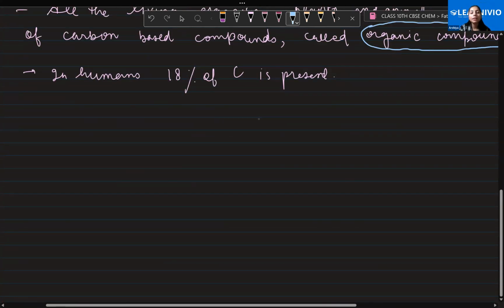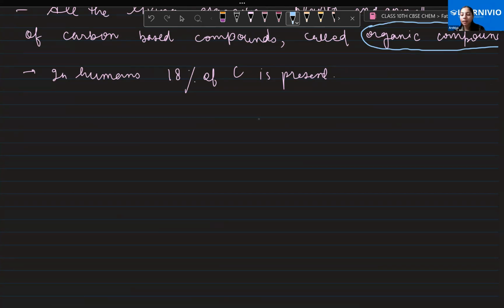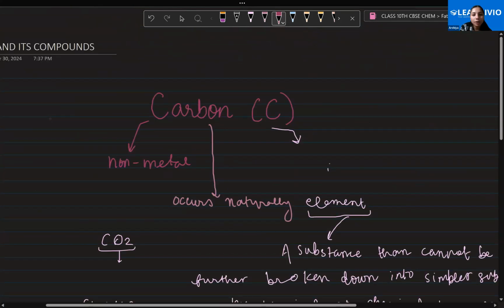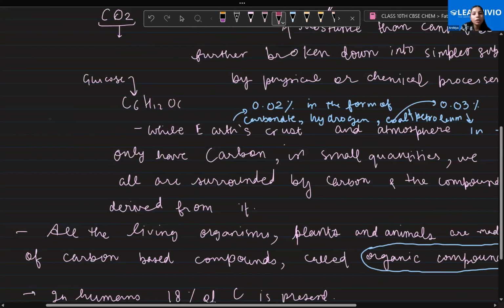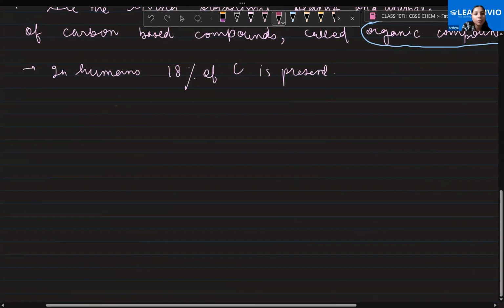Now this was about the availability of carbon and everything. Now we have started the properties. In these properties we'll look at atomic mass, size, atomic number, and everything about carbon. So the first point is, should I add properties here? Now you can write down properties of carbon.